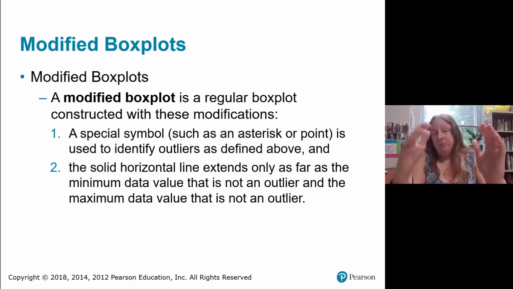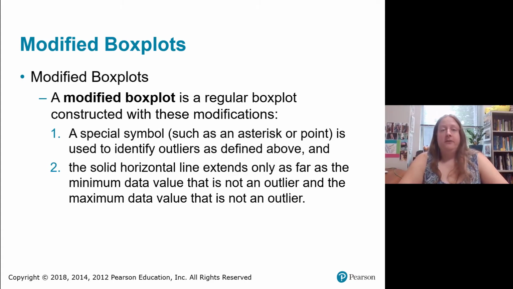So we'll end up with a box plot, and there might be some asterisks or points out on either end of it. Or there might not be any if there are no outliers. And that's what a modified box plot is.